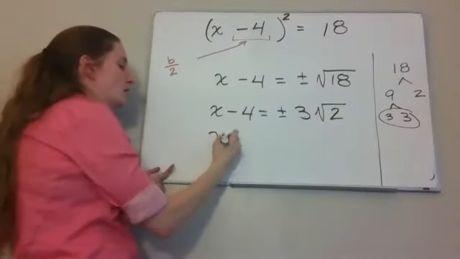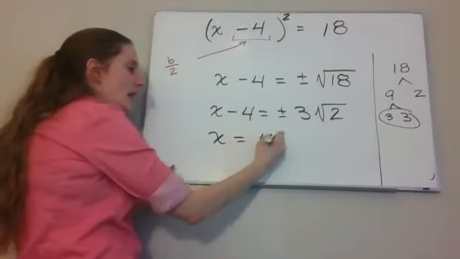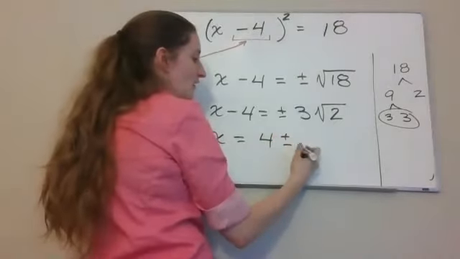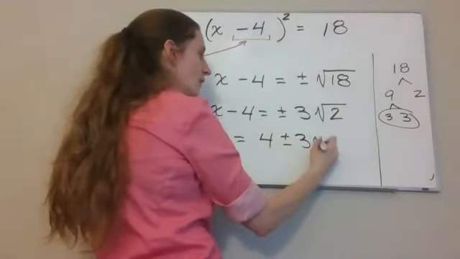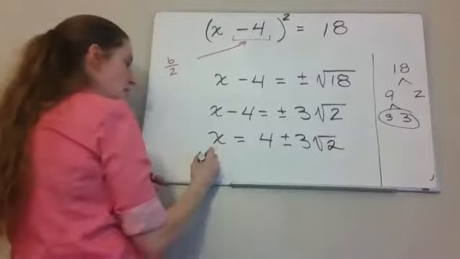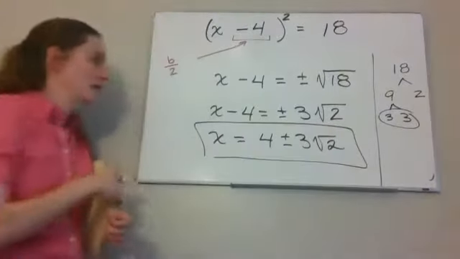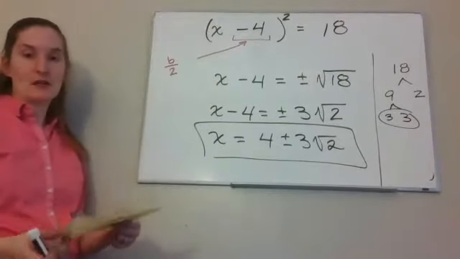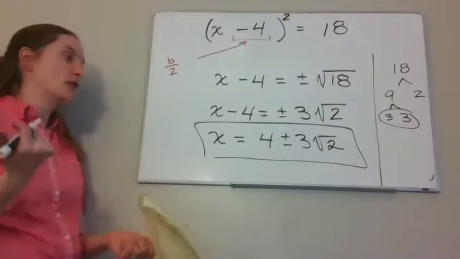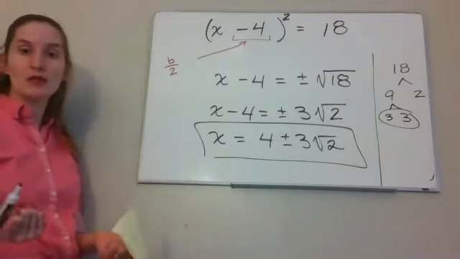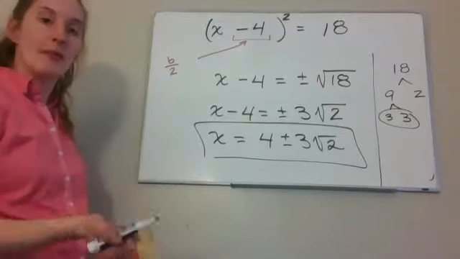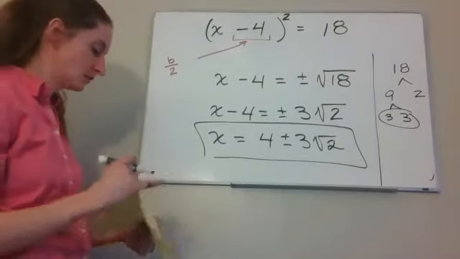And all I have to do to finish it up is add 4 to the other side to get 4 plus or minus 3 root 2. And those are my answers. X equals 4 plus 3 root 2 and x equals 4 minus 3 root 2.